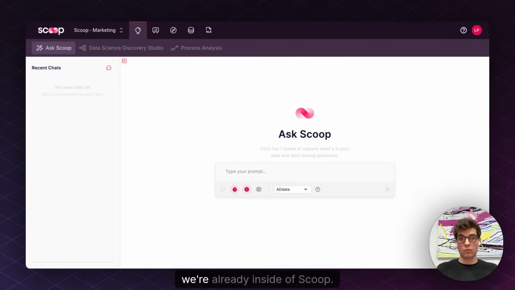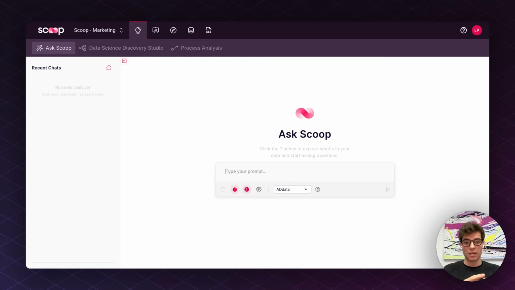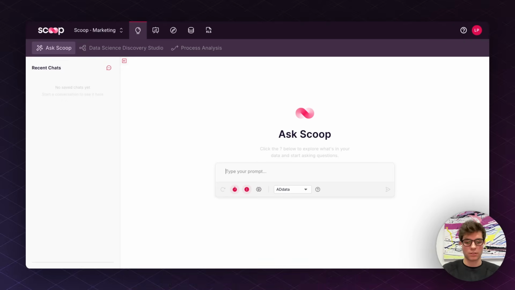Now, as you can see, we're already inside of Scoop. I already loaded in my campaign data, which was actually extremely simple. It's a two-click process, and it connects to your CRM, marketing tool, data warehouse, or you can even connect a CSV or an Excel sheet. Let's start with the first question.